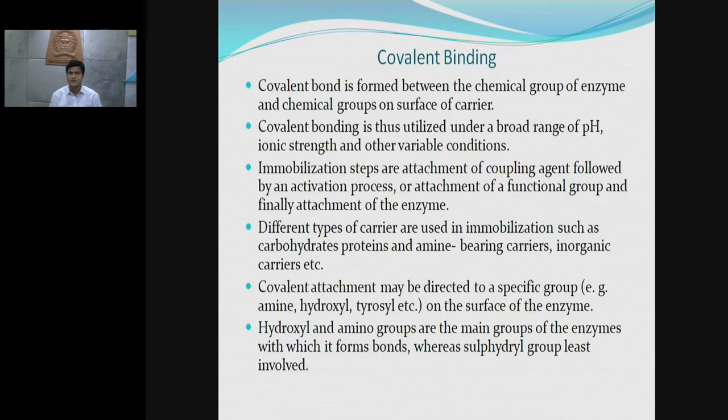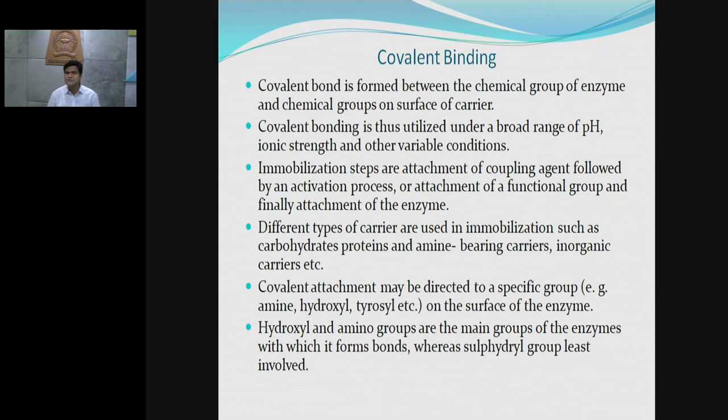So covalent bonding, or binding, is another part of enzyme immobilization. It is a type of chemical binding. In this method, a covalent bond is formed between a chemical group of the enzyme and a chemical group on the surface of the carrier. This bonding takes place under particular pH, ionic strength and other variable conditions. These steps are important, where we need to use a particular coupling agent. These coupling agents allow the activation process and form the attachment of the particular enzyme over the inert molecule.